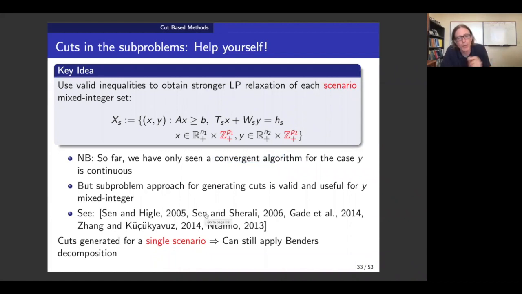But the key thing I want to emphasize here is that we're generating these valid inequalities for a single scenario set. And the reason we constrain ourselves to generate valid inequalities for a single scenario set is because then we can still apply this Bender's decomposition framework. Okay, so it keeps us in that decomposed frame. Whereas if you generated valid inequalities that were across multiple scenarios, you wouldn't have the same decomposition anymore.